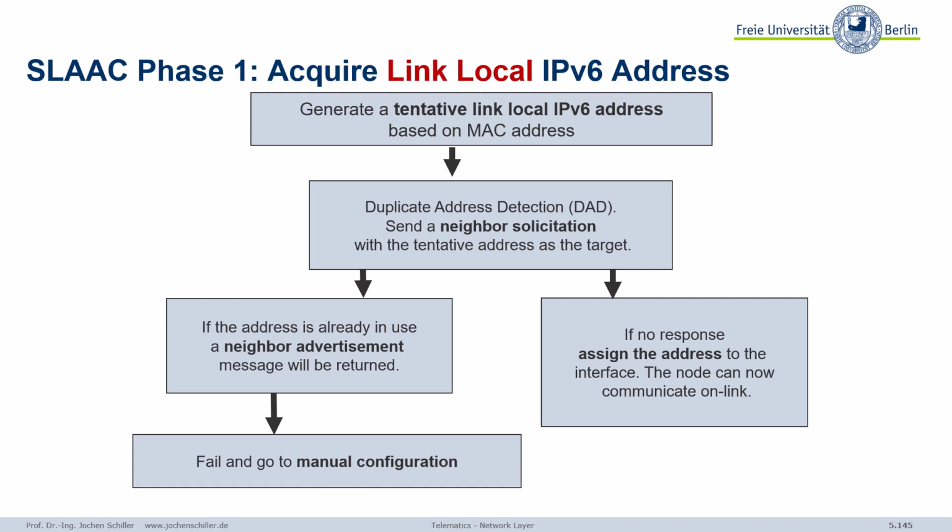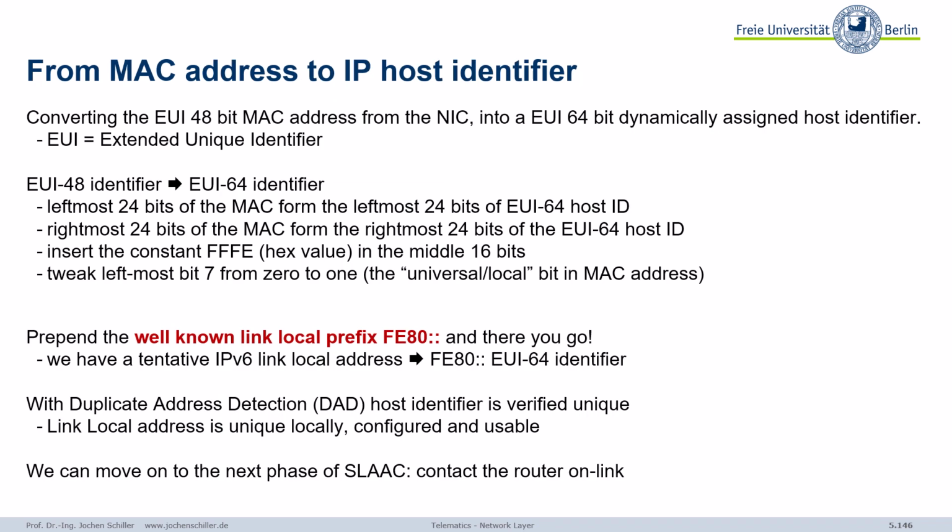Okay, so how do we generate this tentative link local address based on MAC address? One way of doing so is we use our 48-bit MAC address from the network interface card and map it into a 64-bit identifier. It's described here: you take the leftmost 24 bits from the MAC and they form the leftmost 24 bits of this 64-bit host ID.